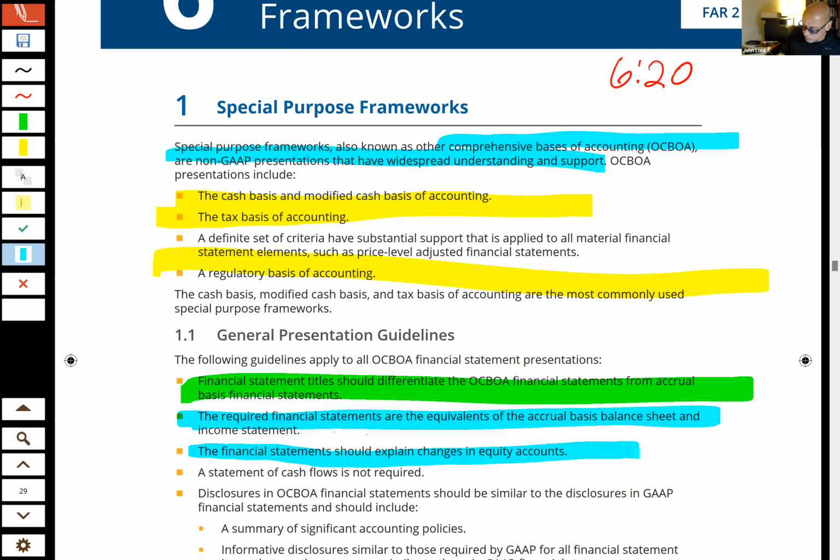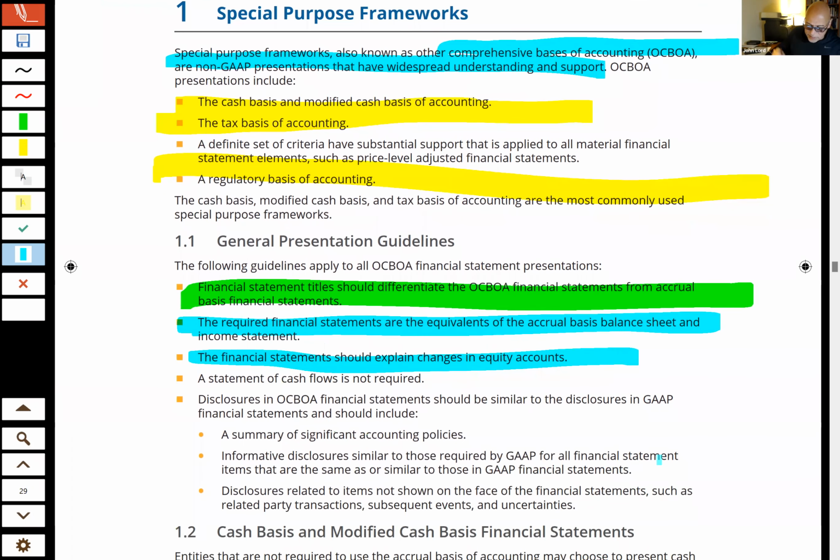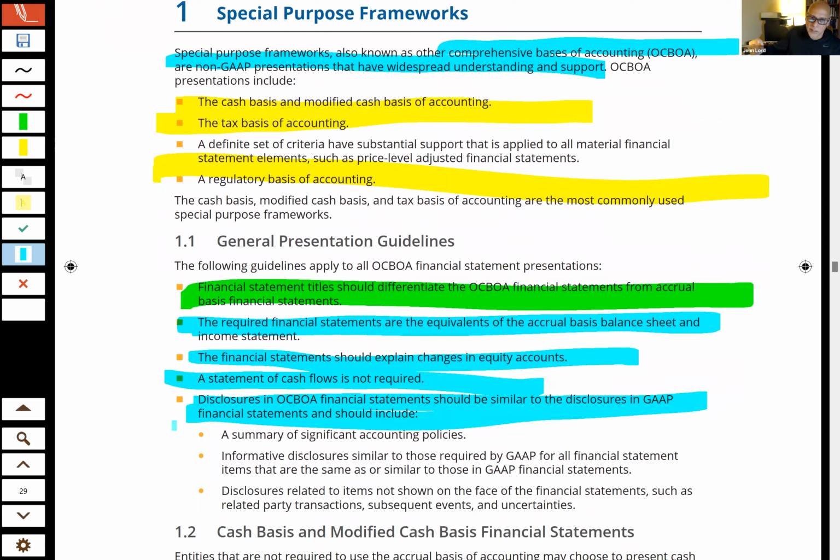The financial statement should explain changes in equity accounts. A statement of cash flows is not required. You do have to disclose that you are following an other comprehensive basis of accounting that is not accrual, that it is different than GAAP, a summary of what those policies are, and then of course you will have the informative disclosures that are similar to those required by GAAP. We talked about those last time, the summary of significant accounting policies and other footnotes required of GAAP. You would put those even though you're following, say, a cash basis. Okay, so go ahead and flashcard those rules.